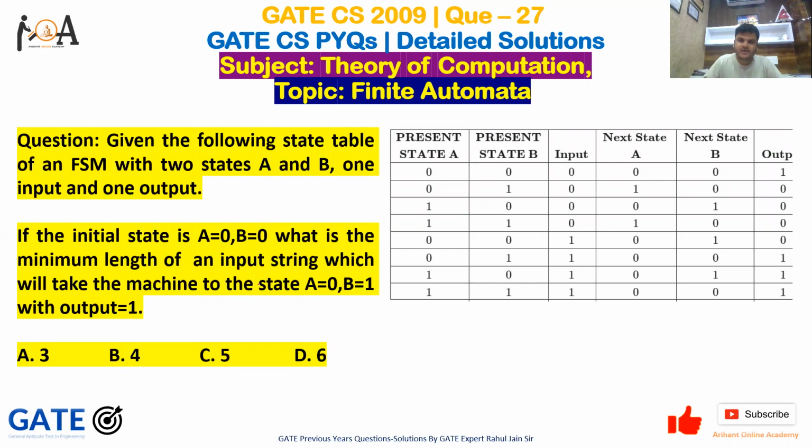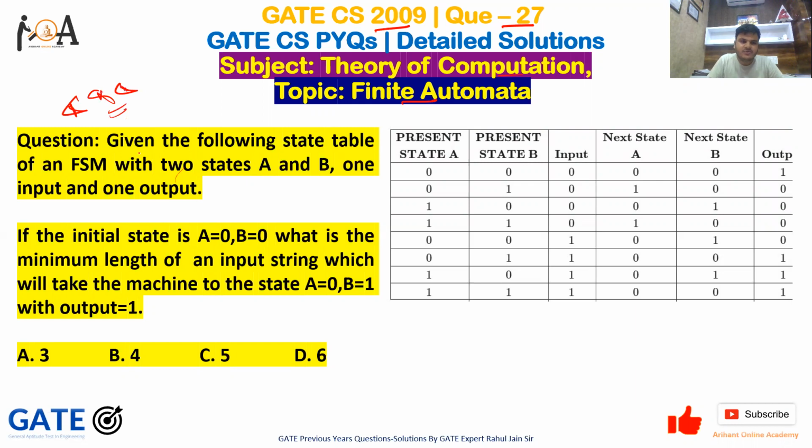And in this session, we are going to discuss a very important problem of GATE CS 2009, question number 27 from Theory of Computation. The topic is finite automata. The question is very important and very conceptual.